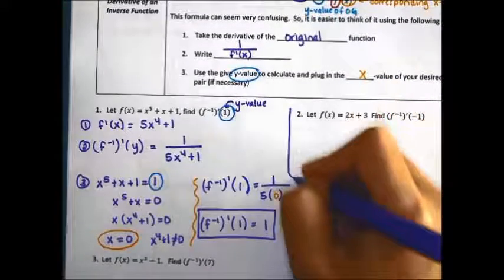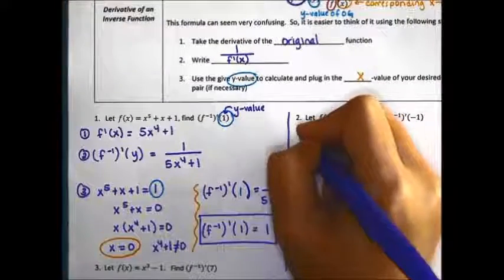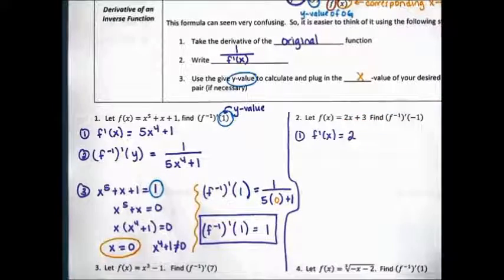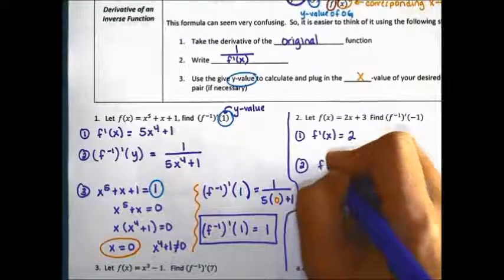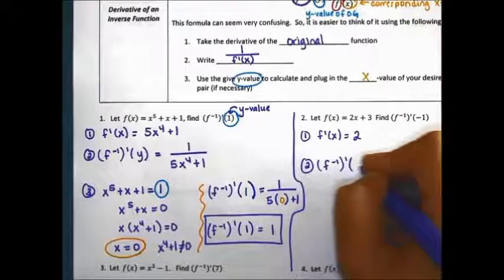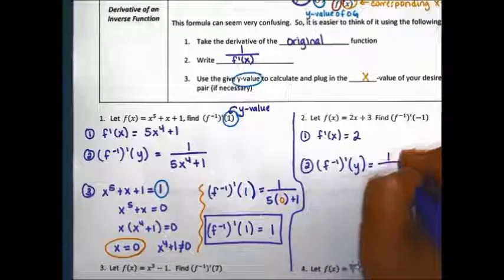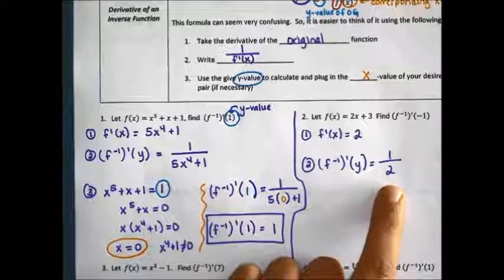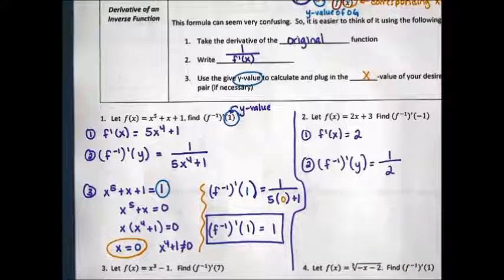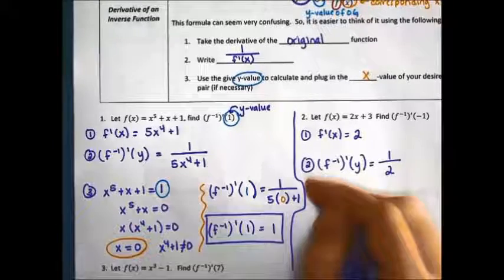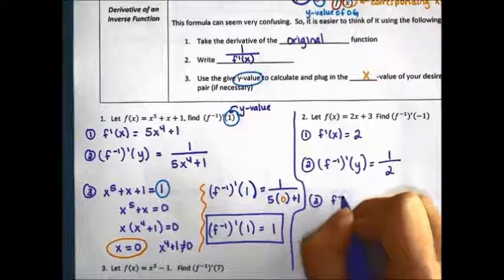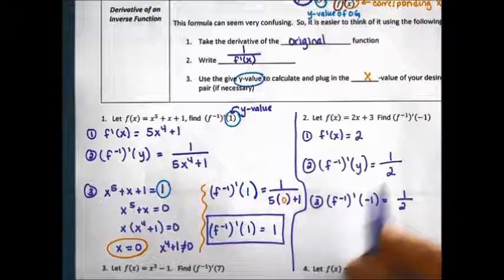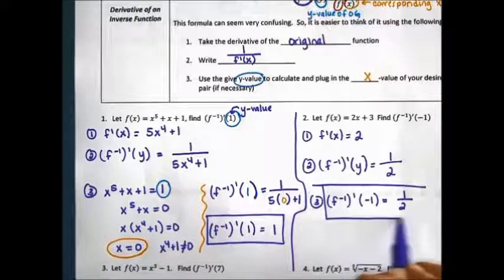Let's try it again. First, we're going to take the derivative of the original. Then we're going to say, okay, the inverse function's derivative at the y value is 1 over the derivative at the x value. Now in this problem, it doesn't really have an x in it. So we don't really have to calculate an x because there's nothing to plug in. So my third step would just be to say that the derivative of the inverse at -1 would be a half because there is nothing to calculate. The formula doesn't have an x in it.